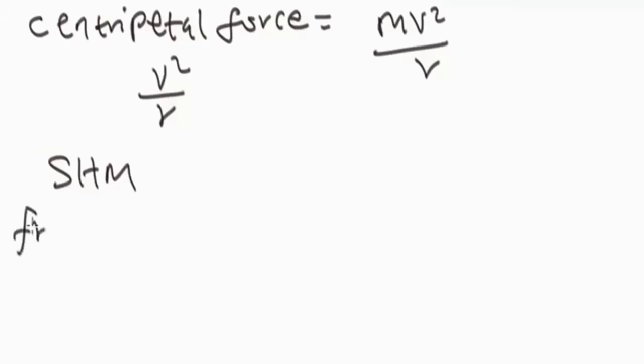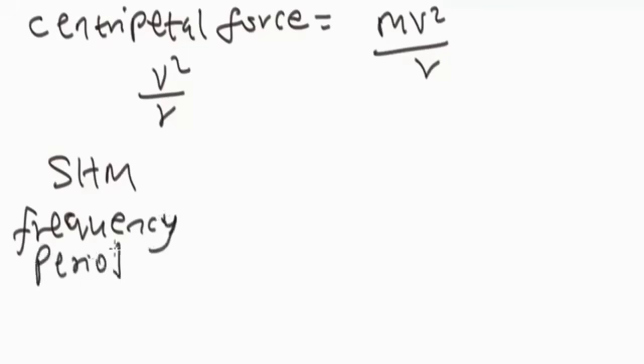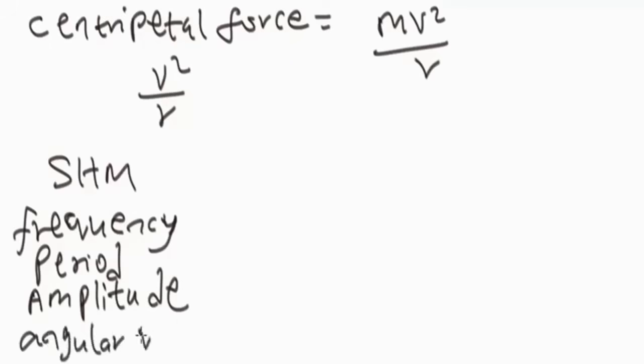We have frequency. We have period. We have amplitude. We also have angular velocity. Alright, so we're going to look at these four basic terms in simple harmonic motion.